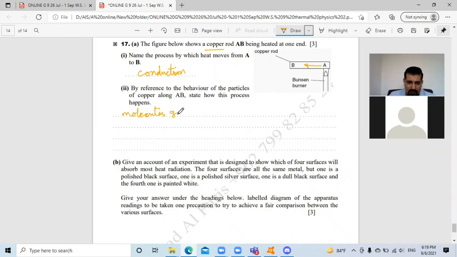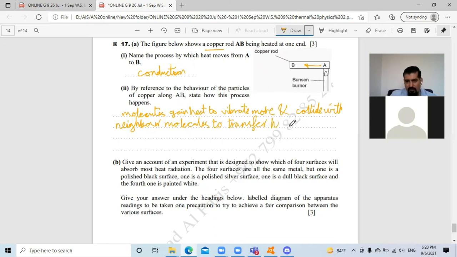Molecules gain heat to vibrate more and collide with neighbor molecules to transfer heat between them, from hot side A to cold side B, one to the next one.